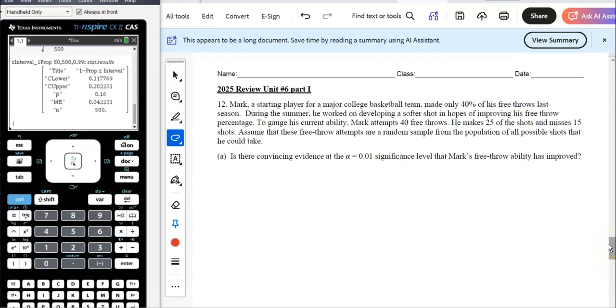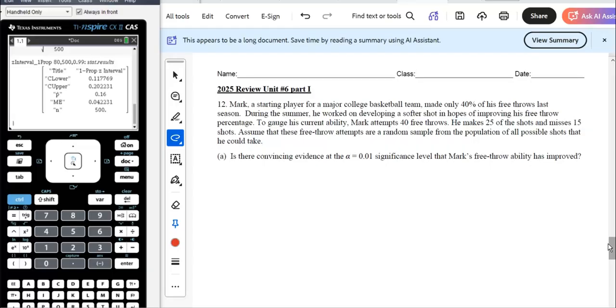So Mark, a starting player for a major college basketball team, made only 40% of his free throws last season. That's bad, by the way. During the summer, he worked on developing a softer shot in hopes of improving his free throw percentage. To gauge his current ability, Mark attempts 40 free throws. He makes 25 of them and misses 15. Okay, that was a weird way to say it.